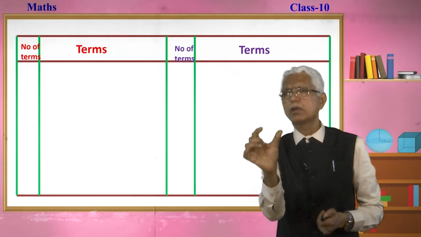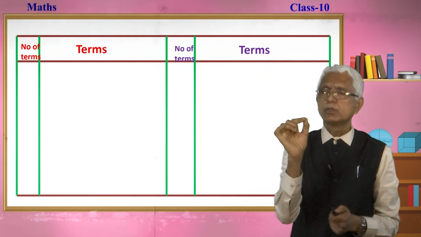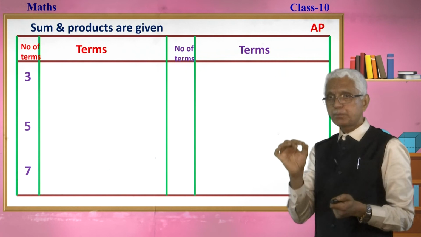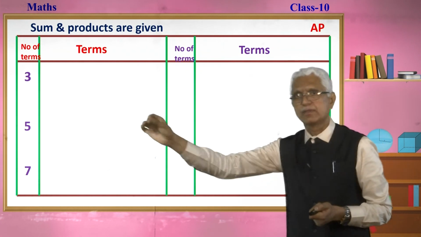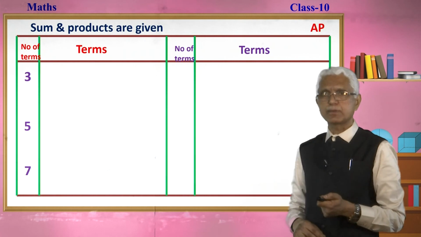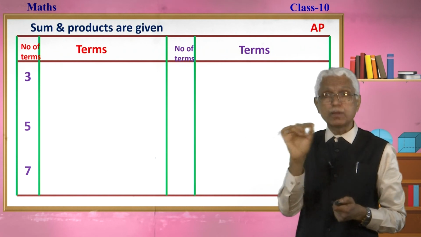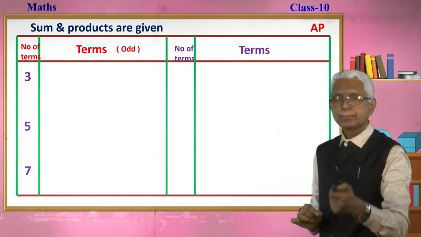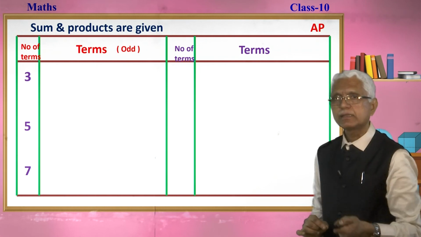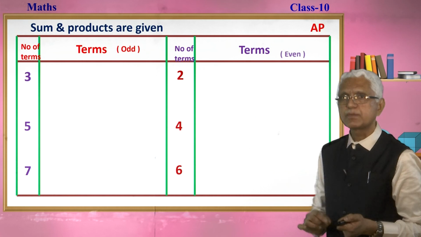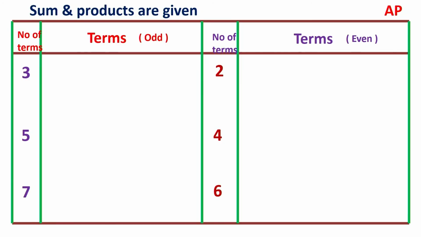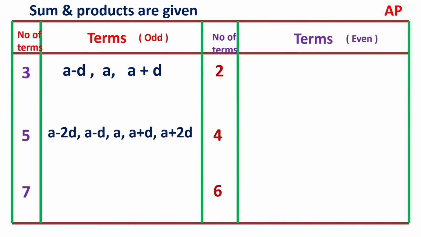This is just a small table just to help you out. Please observe. Especially when you are solving the problem, the sum of 3 terms is so much and the product of 3 consecutive terms is so much, or the sum of 5 terms, the product of 5 terms. When they give you problems like that, please observe the number of terms is odd and the number of terms is even. If there are 3 consecutive terms, I will take a minus d, a, a plus d. If there are 5 terms, a minus 2d, a minus d, a, a plus d, a plus 2d.